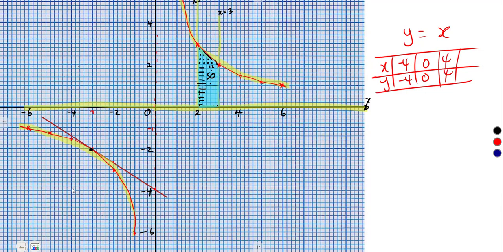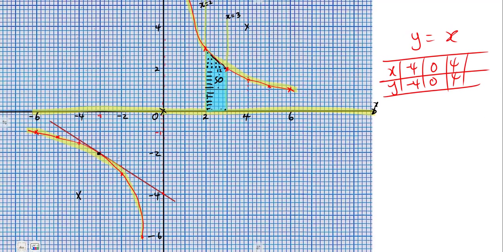So minus 4, minus 4, we mark a point, 0, 0, 4, 4, we mark the point. Then with these points, we are simply going to join them, producing what? A straight line using our ruler. Remember, in a table of values, 3 points are enough to have the straight line. So that's our straight line of y is equal to x.